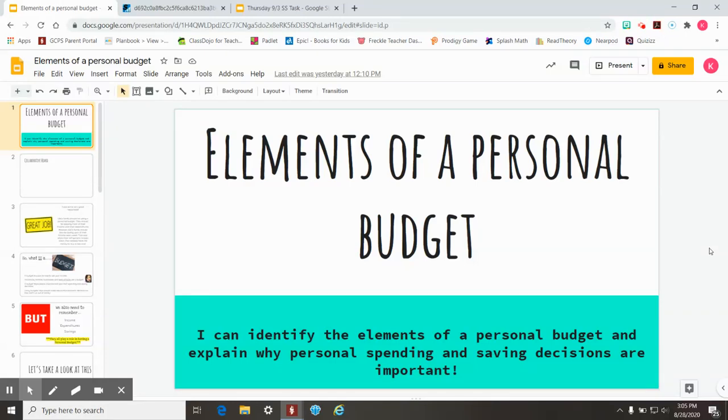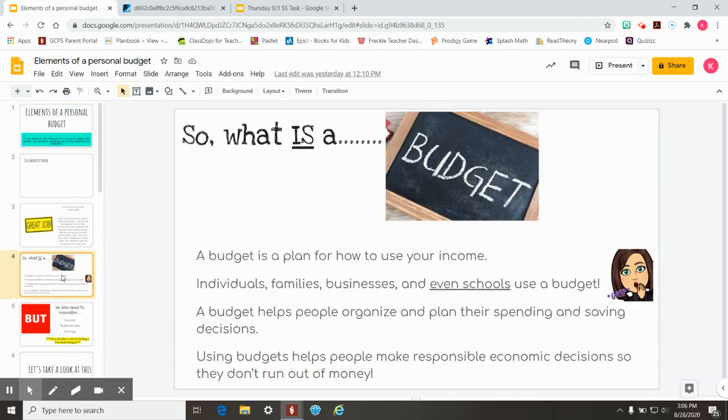So, yesterday we should have learned about personal budgeting and what is involved in a personal budget. If you can remember from yesterday, we talked about how a budget is a plan for how you use your income. And if you remember, income is the money that you earn either from a job or from somebody giving you money, or maybe you sold something. Any time that you are making money, you are earning an income.